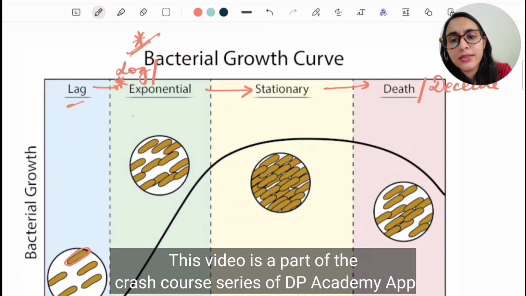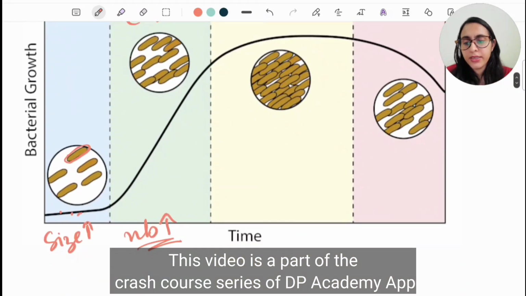multiplication occurs in the exponential phase. So basically the population doubles in every 20 minutes in this log phase, and here the increase in the number is so much that it is 2 raised to the power n. This is the increase in the number in case of an exponential phase or the log phase.